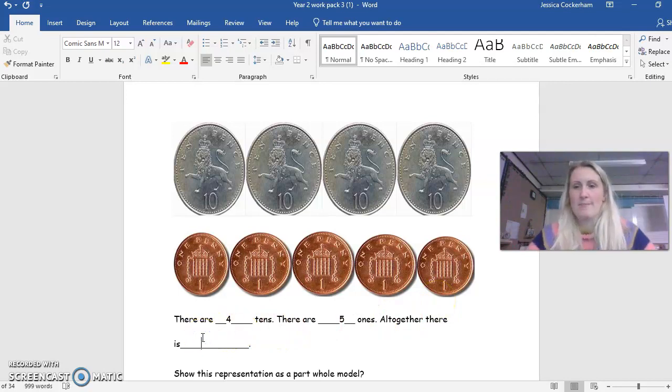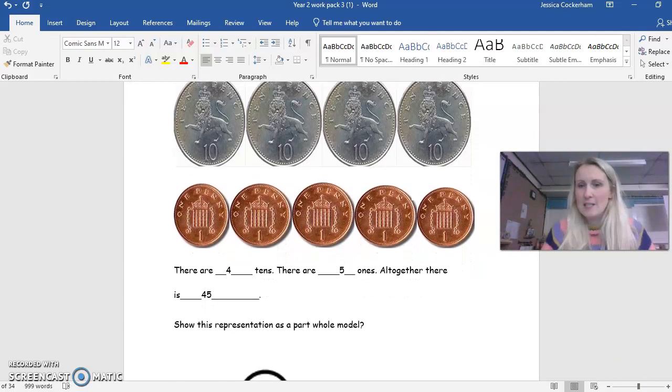Altogether, if I've got 4 10s and 5 1s, I know that 4 10s is 40 and I know that 5 1s is 5. So I know my number is 45. Well done.